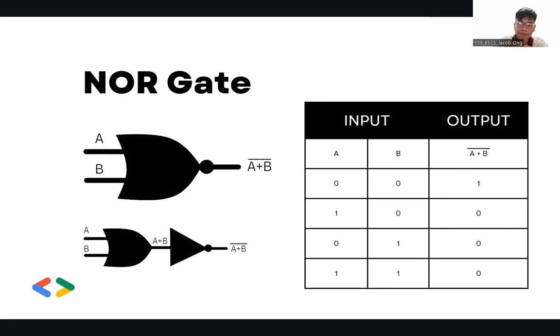NOR gate. The NOR gate is a combination of the OR and NOT gates. It outputs a 1 only if both of its inputs are 0. Otherwise, it outputs a 0.